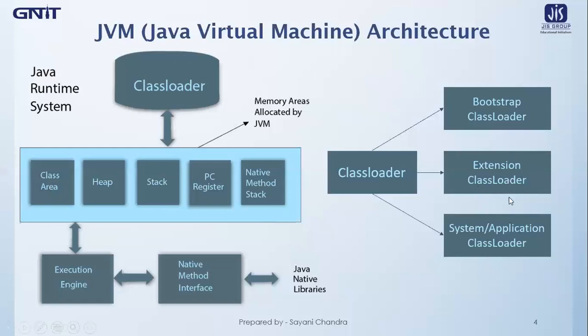The next one is extension class loader. This is the child class loader of the Bootstrap class loader, and this is the parent class loader of the system class loader. It loads the jar files. The last one is system class loader. This is the child class loader of the extension class loader. It loads the class files from class path.